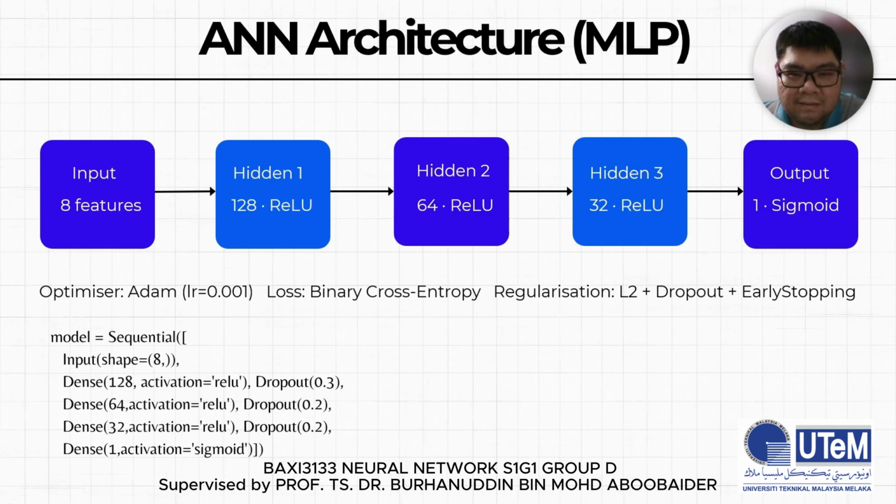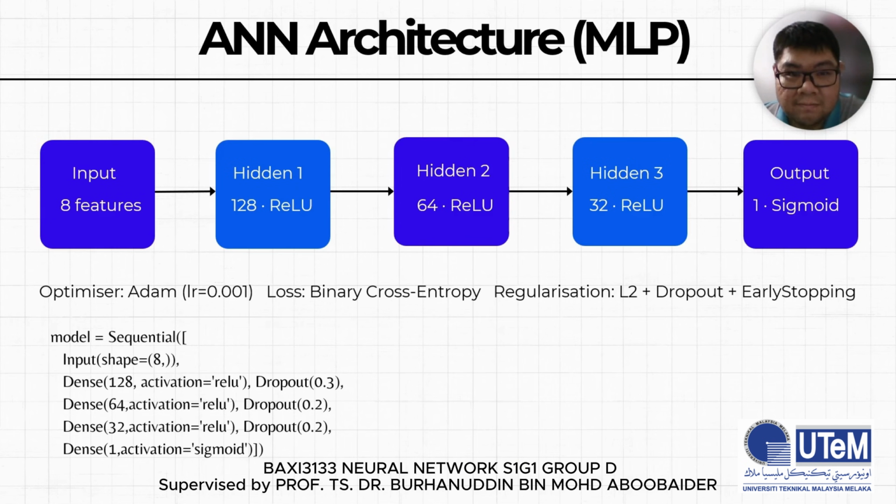128, 64 and 32 neurons, which all use the ReLU activation function to learn complex patterns. To prevent the model from just memorizing the data, we added dropout. Finally, the output layer uses a single neuron with a sigmoid function, which calculates the final probability of the patient having diabetes. The model is tied together using the Adam optimizer and binary cross entropy loss.